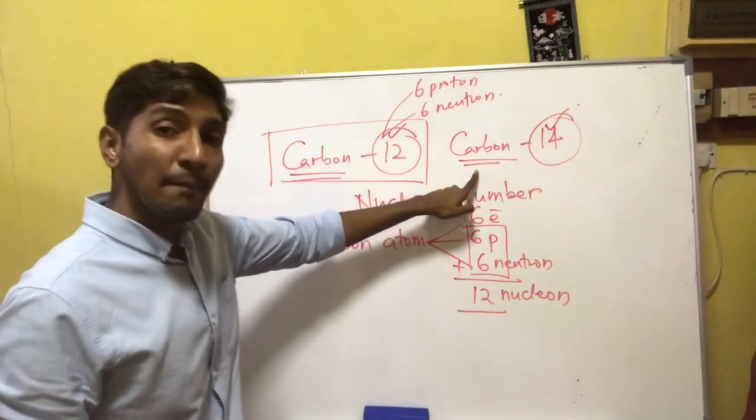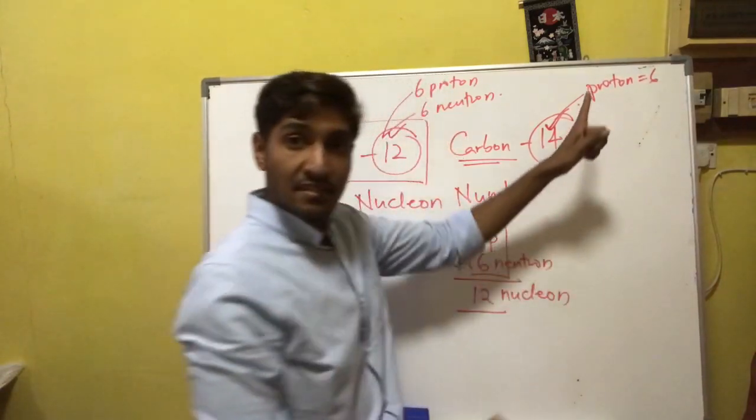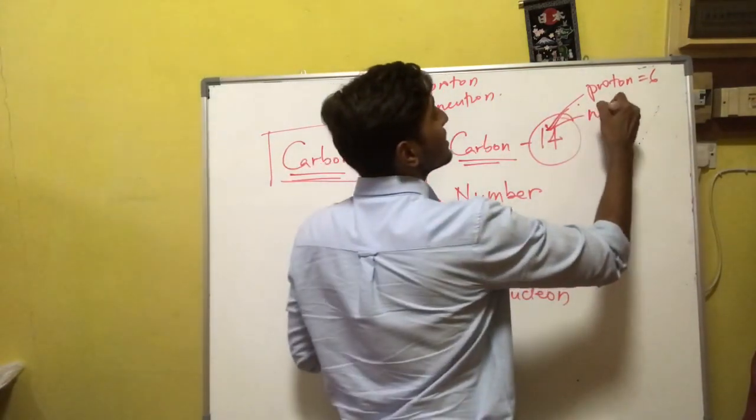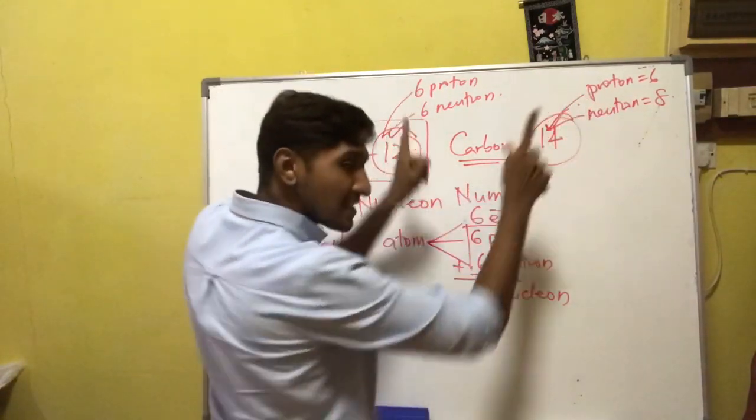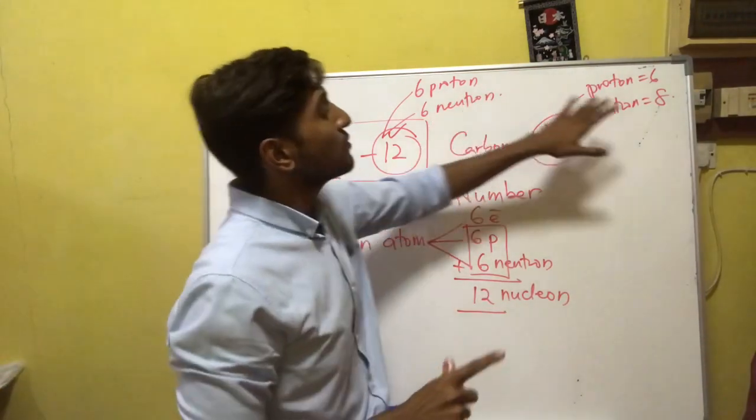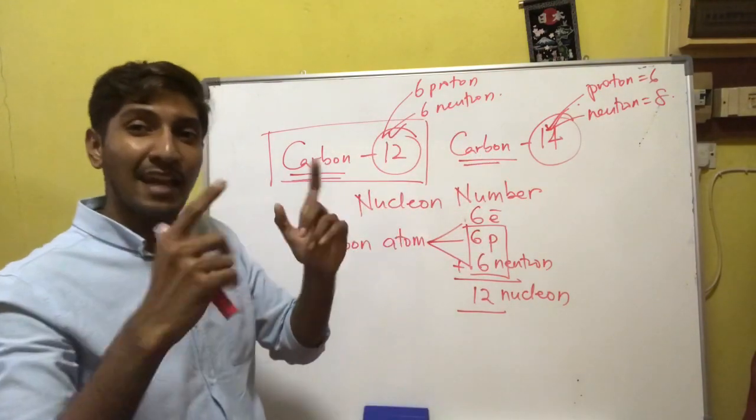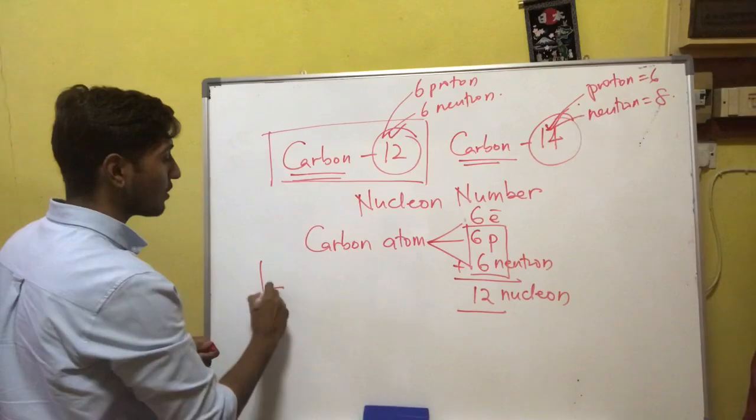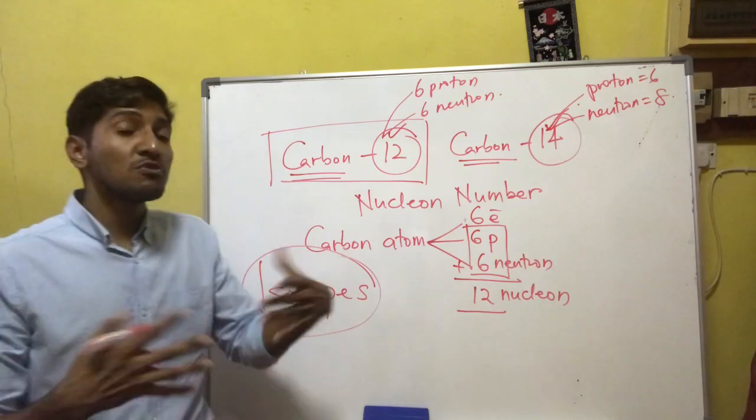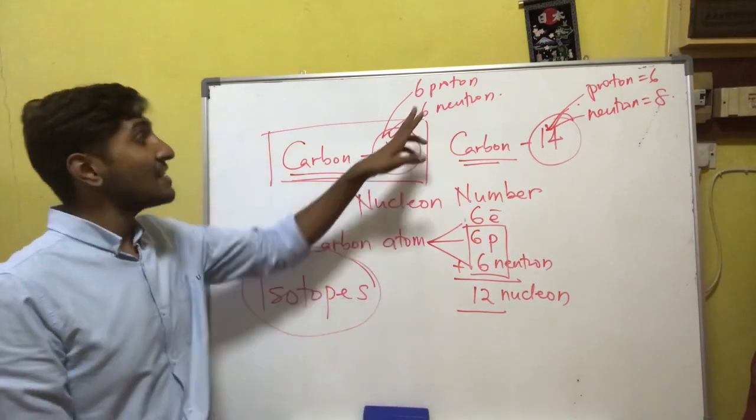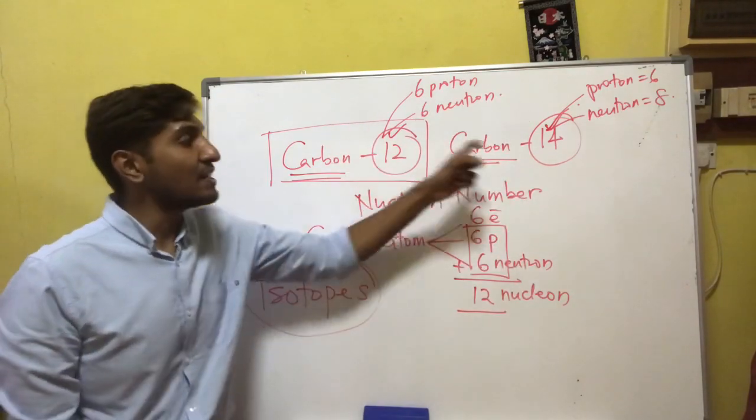But for the case of carbon 14, the proton is still 6, but the neutron is now 8. So see, the protons must be the same, but the neutron is different. Therefore, you have 2 same but different atoms. So these atoms are what we call isotopes. So isotopes are two or more atoms that have the same proton number but different neutron number, which makes different nucleon number.